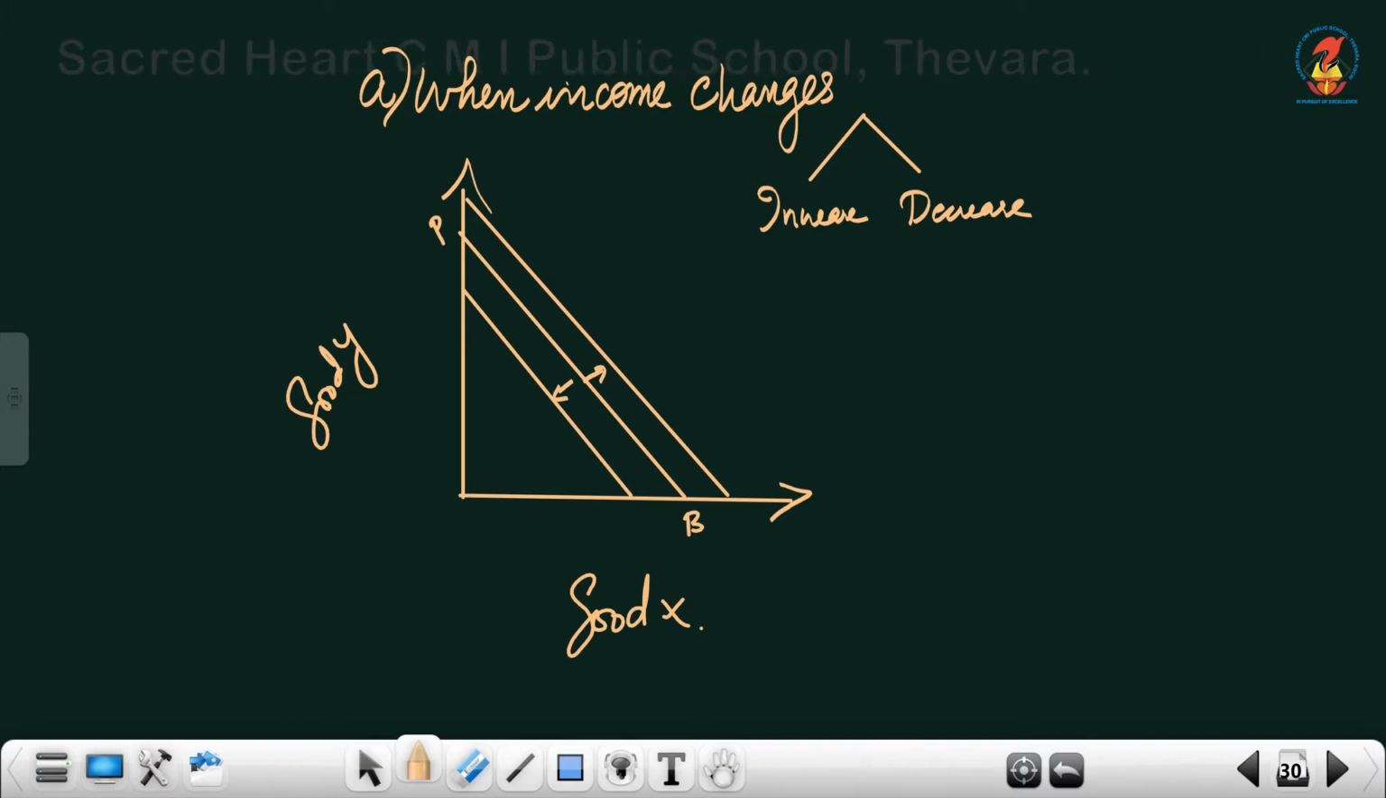Now when the income of the consumer increases, his combination of both X and Y will increase. He will buy more of X and Y, X commodity and Y commodity he will buy more. Therefore his budget line will shift to the right. A new budget line I have drawn here. This is a new budget line as P1 B1. Now this is with regard to increase in the money income of the consumer.